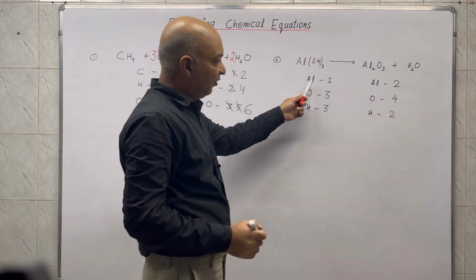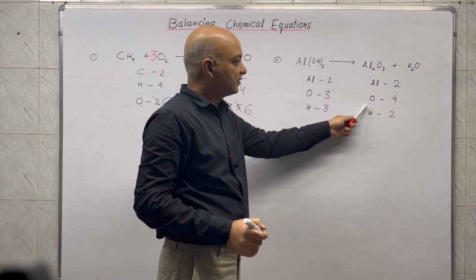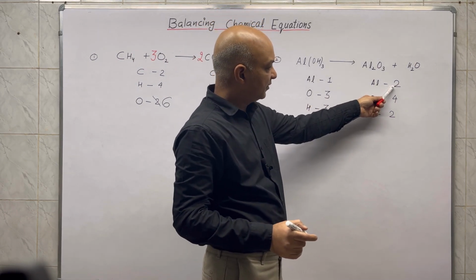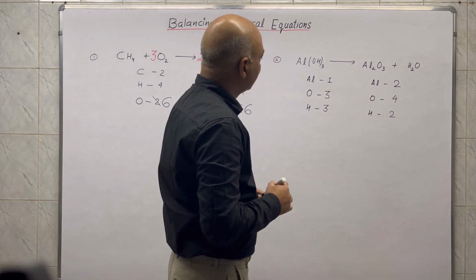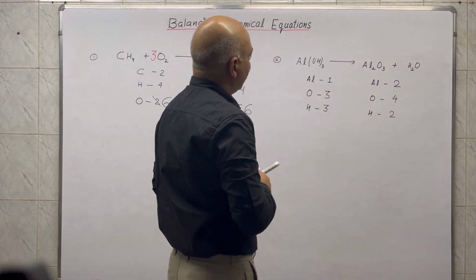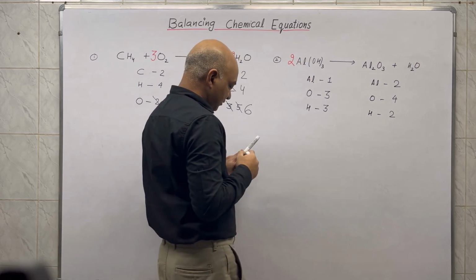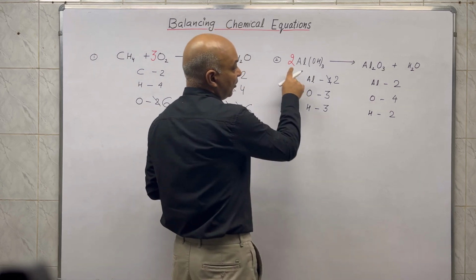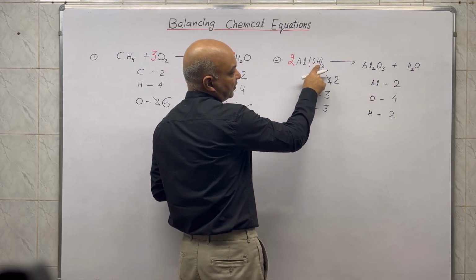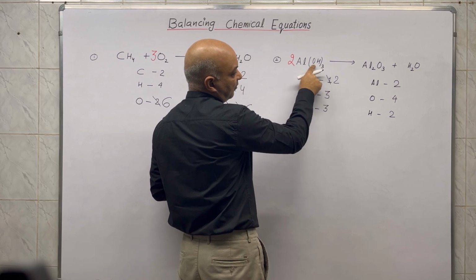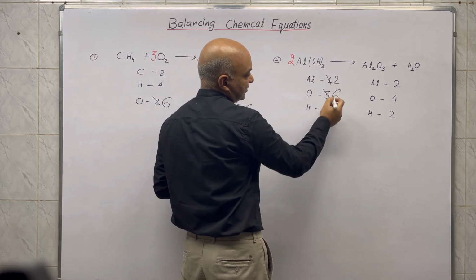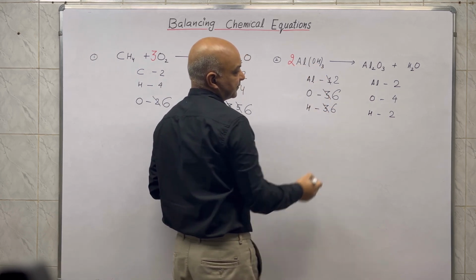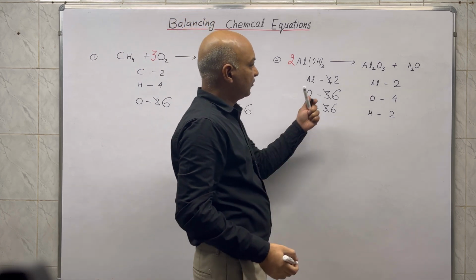So here also none of the atom is already balanced. Let us start by balancing aluminium first. So here aluminium is 2, here it is 1. So I can balance it by multiplying a 2 here, which will make aluminium 2, but it will also change oxygen and hydrogen. Like oxygen was 3 multiplied by 2, now it becomes 6. Likewise, hydrogen also becomes 3 into 2, 6.